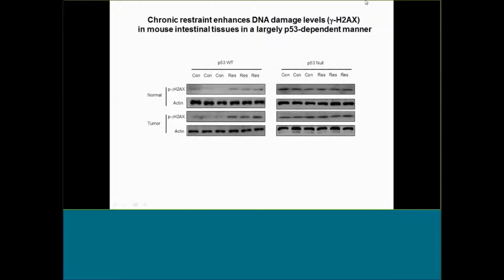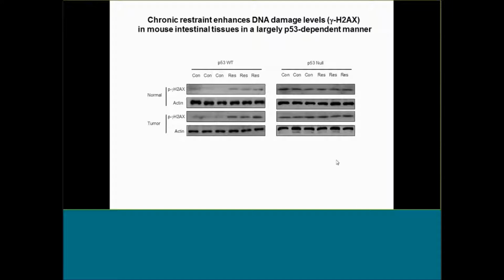Again, as you can see, in both normal and tumor tissue, when you look in the mice under a p53 wild-type background, the chronic restraint stress can clearly increase the level of phospho-gamma-H2AX, and not so much when you analyze the same thing in a p53 null background.